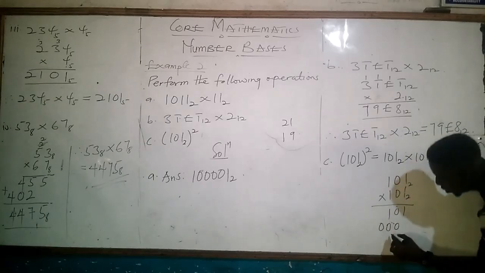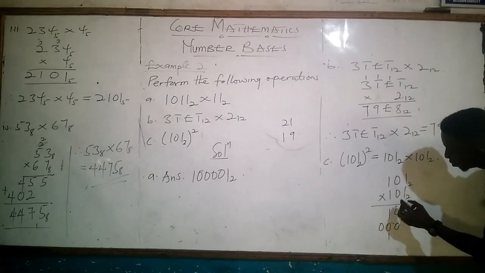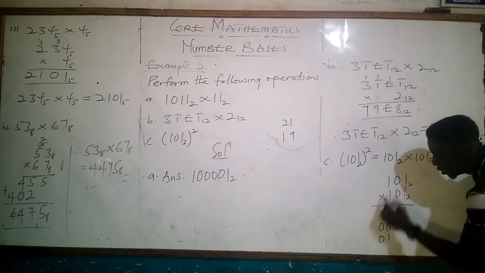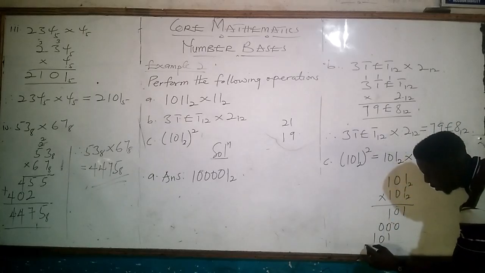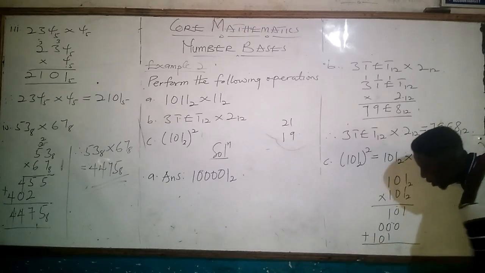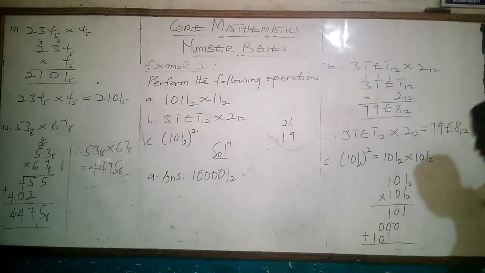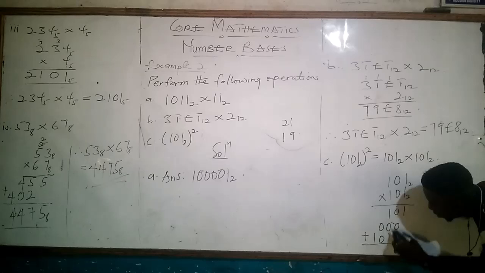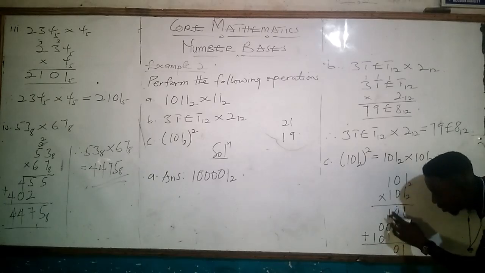So 1 times 1 is 1. Then 1 times 0 is 0. Then 1 times 1 is what? 1. So right after we are done, then we add everything. We sum everything up. So this one is going to get us 1. This one will get us 0. This one will get us 0. This one will get us 2.